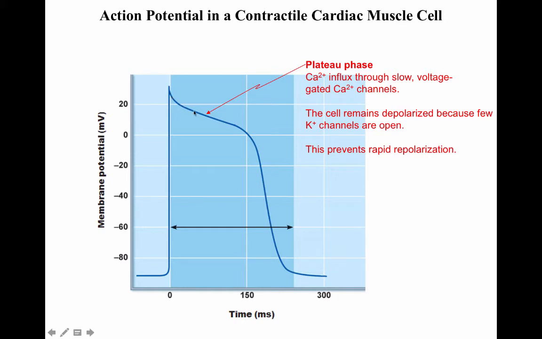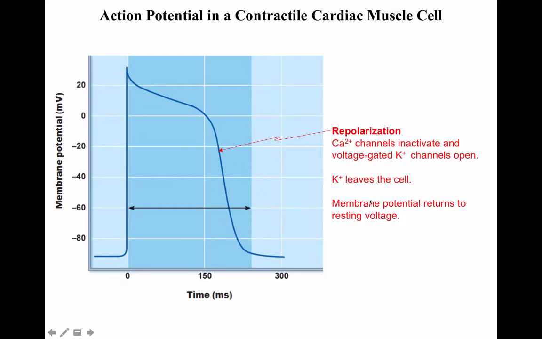There's a little bit more of a plateau here than what we see in skeletal muscle, because in this phase of our action potential, we have calcium influx into the cell through slow voltage-gated channels. And the cell remains depolarized because very few potassium channels are open at this point in time. And this prevents rapid repolarization, heading back to resting membrane potential. Repolarization then, as calcium channels inactivate and potassium channels open, potassium leaves the cell and we start heading back to a negative resting membrane potential.